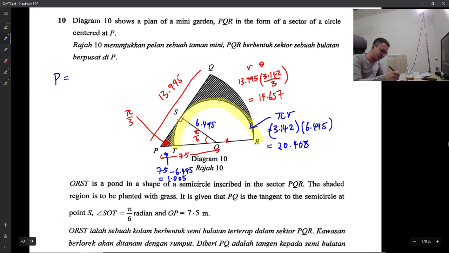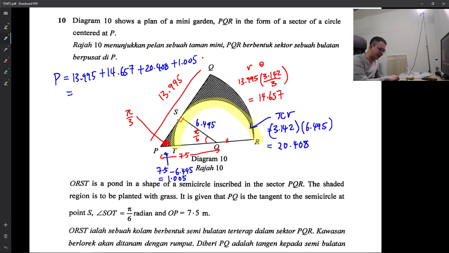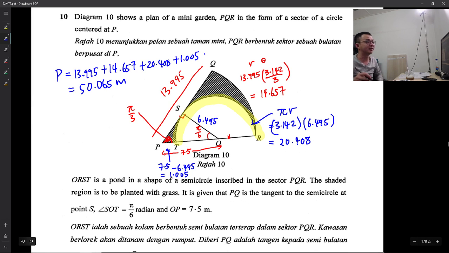Alright, then to get the perimeter, you plus all together. So I will say 13.995 plus 14.657 plus 20.408 plus 1.005. Alright, so yeah, you just plus everything, then you can get the perimeter. Yeah, it's 50.065. Is it centimeter or meter? Okay, meter. I use back the meter. Alright, so this is how to find the perimeter.